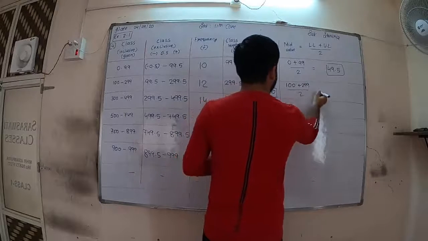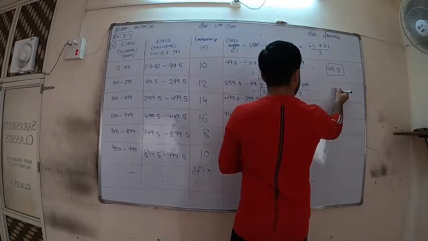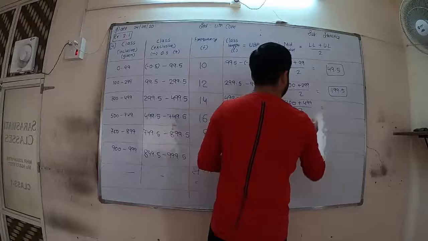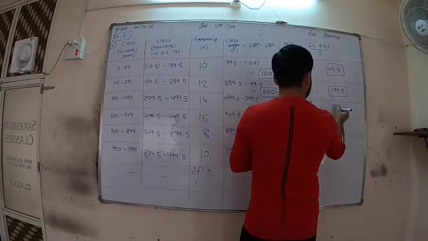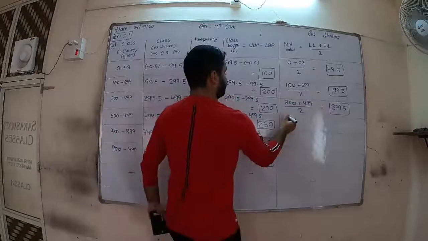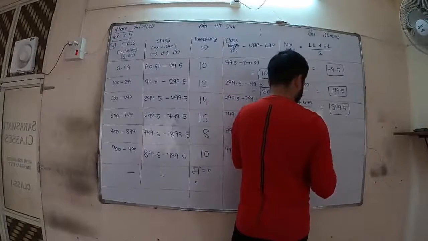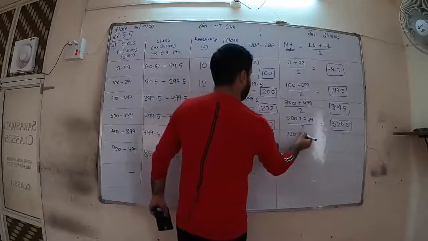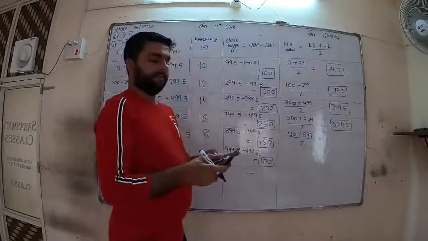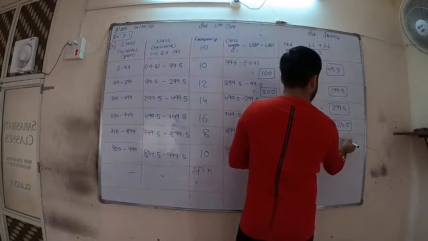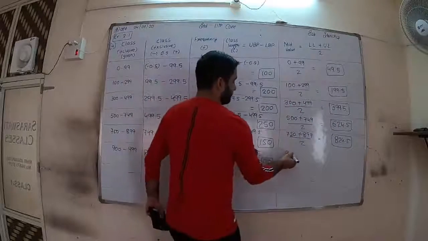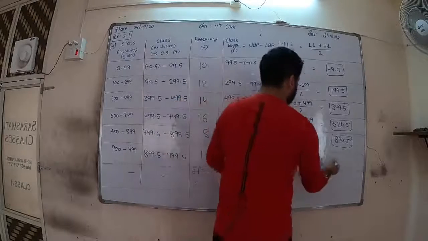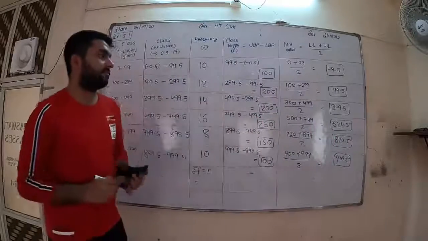100 plus 299 divided by 2, that is 199.5. Then 300 plus 499 by 2 is 399.5. Then 500 plus 749 by 2 is 624.5. Then 750 plus 899 divided by 2 is 824.5. And last, 900 plus 999 divided by 2, sorry, 0.5 is not there, 949.5. So friends, our sum is completed.